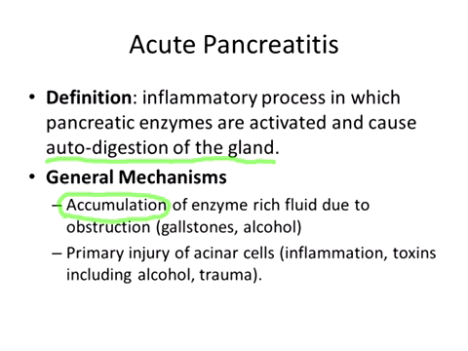This can be due to gallstones, for example, which cause a mechanical obstruction, or they can be due to toxins like alcohol, which cause contraction of the sphincter that controls the flow of pancreatic juice. The second mechanism involves direct injury to the acinar cells. This can be as a result of inflammation, toxins, including alcohol, trauma, and infectious processes.